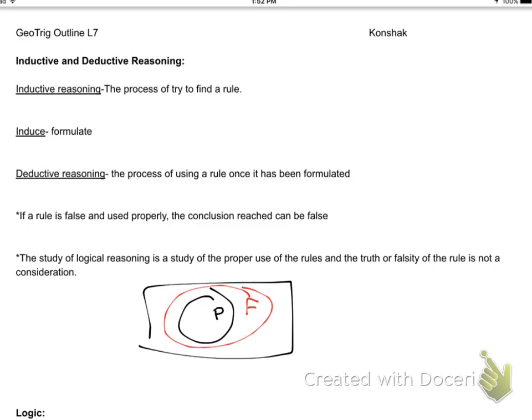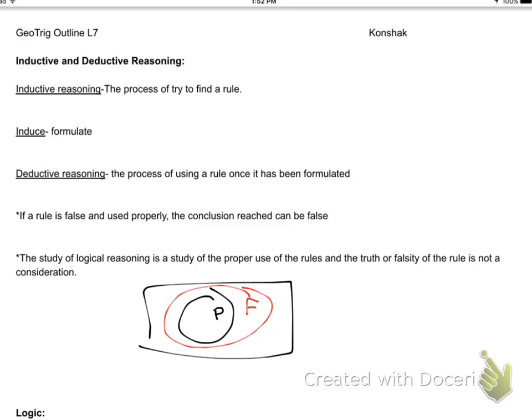Watch this. The rectangle. The rectangle is this world that we're talking about. And in this world, there are things in this red circle that fly. All things that fly. Birds, bees, okay? All those things.